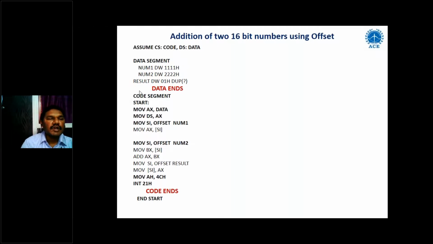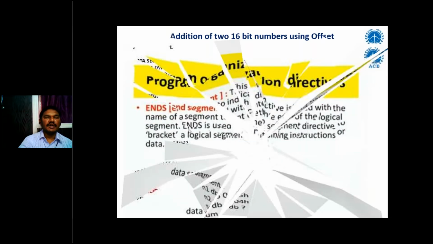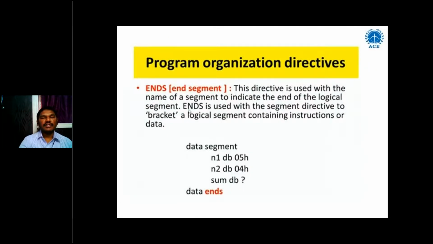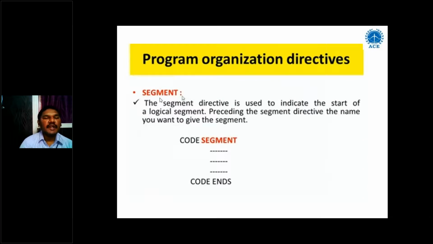So this is how to organize the program step by step, which is known as the data organization attribute directive, right? It has two: one is SEGMENT, another one is the ENDS statement. So what is SEGMENT here? The SEGMENT directive is used to indicate the start of the logical segment.